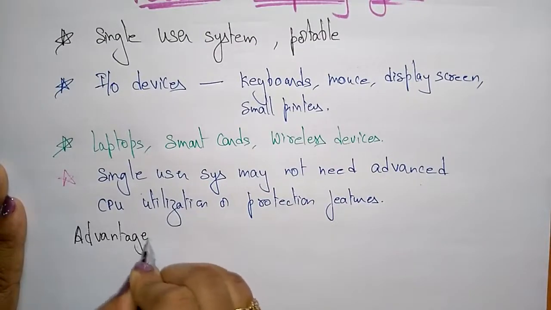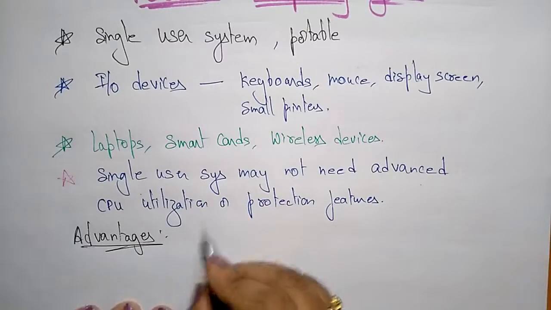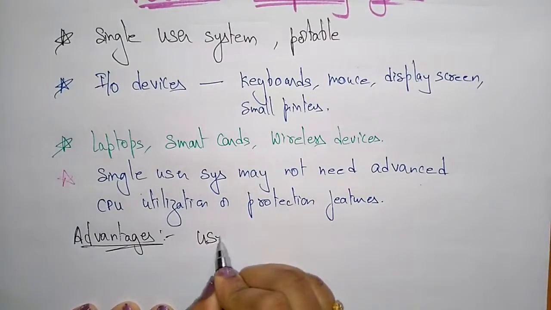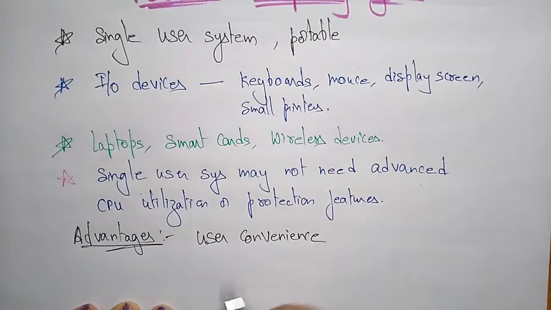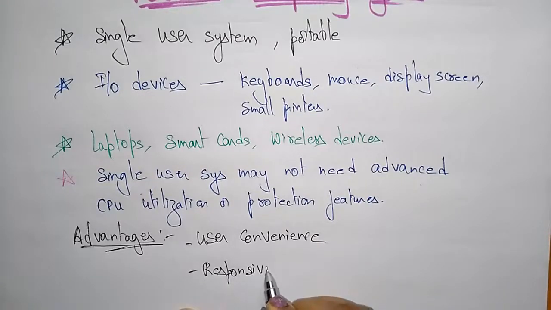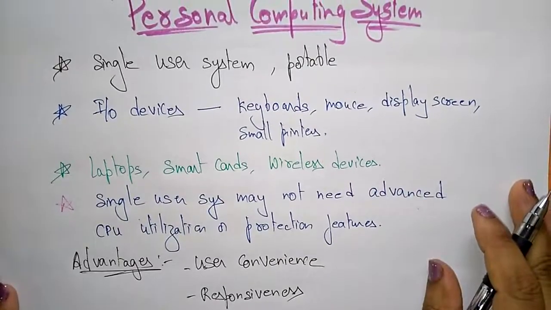Now let us see what the advantages of using this personal computing system are. The main advantage of using this personal computing system is user convenience. The main thing is user convenience, and here the responsiveness is also more when compared to other operating systems. So this is about the personal computing system.